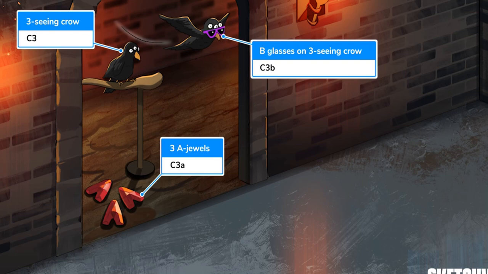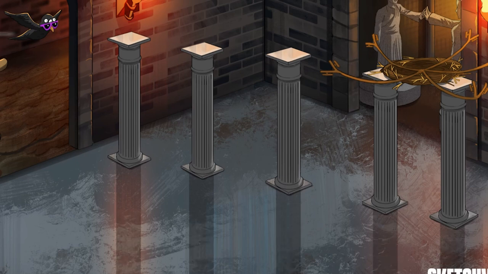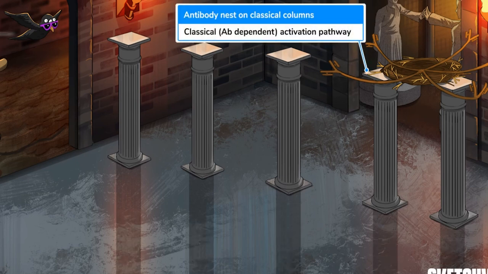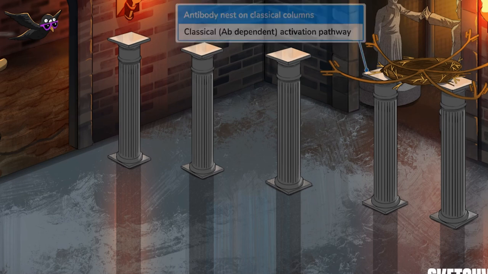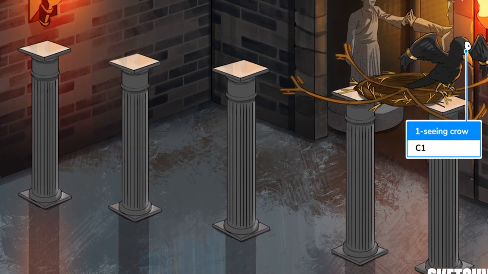But safe to say it's magnificent. Anyway, the first pathway we'll talk about is the classical or antibody-dependent pathway, and we'll symbolize that with this row of classical columns sporting an antibody-shaped nest. Of all the 3 pathways, this is the most complicated one, so don't worry, it'll all be easy after this. The classical pathway is all about C1. We'll symbolize that with our crow with one giant eye. Get it? One seeing C1.